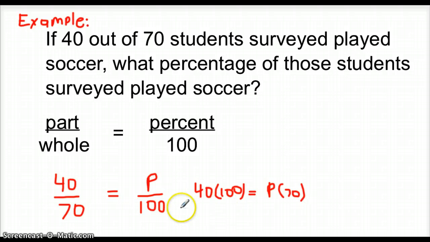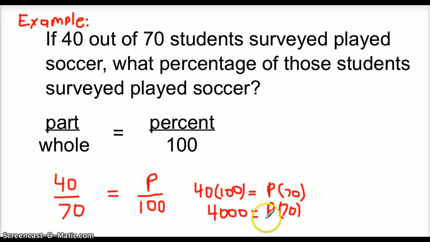So now if we take 40 times 100, that will give us 4,000. And that will then be equal to p times 70. So that won't change. Again, we could have it written as 70p. And normally in algebra, you'll see it written as 70p, but we'll say p times 70. Now to find p, we just divide 4,000 by 70.